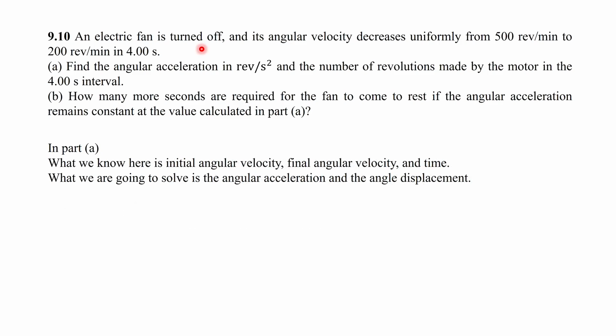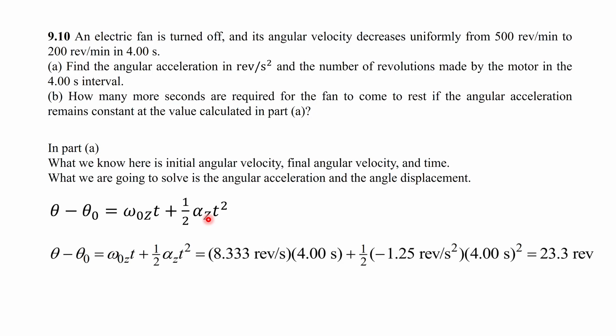So here, this is how we do. We use this formula to solve the angle. We have the initial angular velocity, the time, and the angular acceleration. So we use the number we just got from the first question. Then we can solve the angular displacement, which is 23 revolutions.